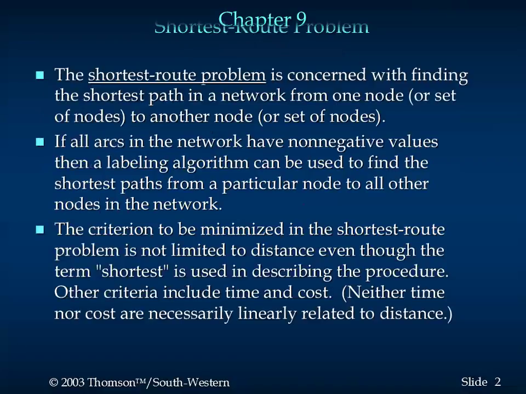Now the shortest route problem is perhaps the simplest of all to understand. It's concerned with finding the shortest path in the network from one node or a set of nodes to another node or set of nodes. So how to reach from these points to those points. If all arcs in the network have non-negative values, then we're going to use something called the labeling algorithm. The algorithm we use is called Dijkstra's algorithm. Anyone has heard of Dijkstra's algorithm?